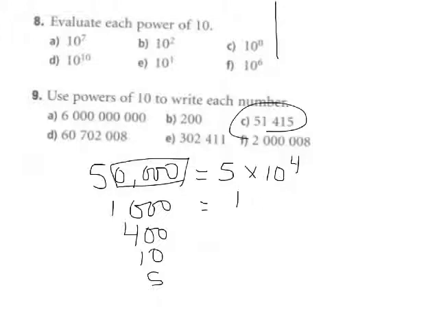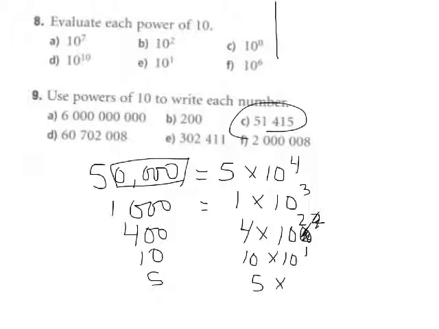1,000 is 1 times 10 to the power of 3, or 1,000. 400 is 4 times 100. 10, if you want, and 5, because 5 is the same as 5 times 1. Now what we're going to do is write all that together.